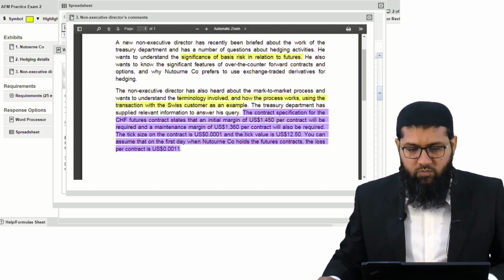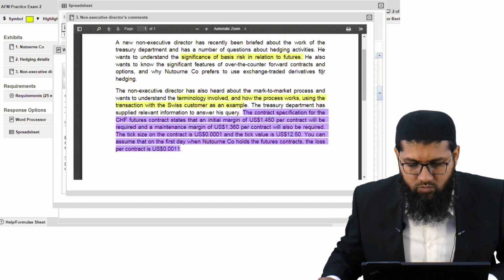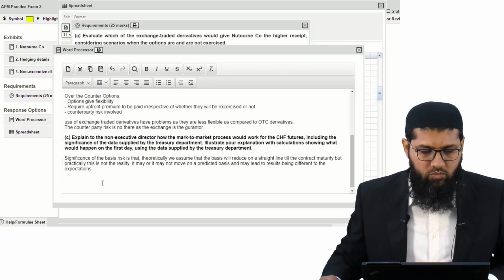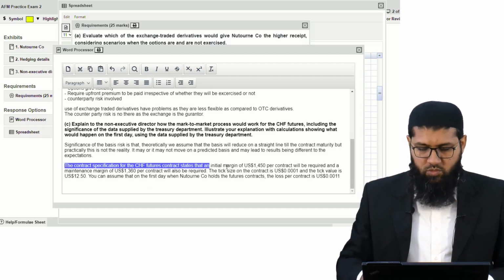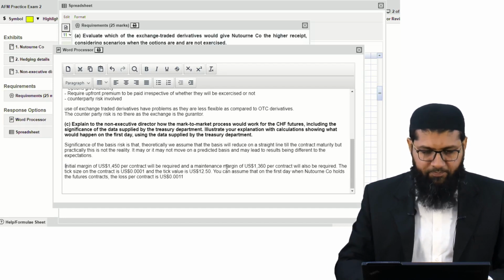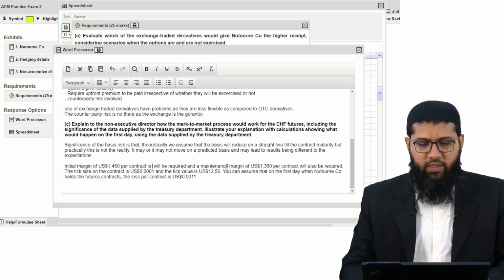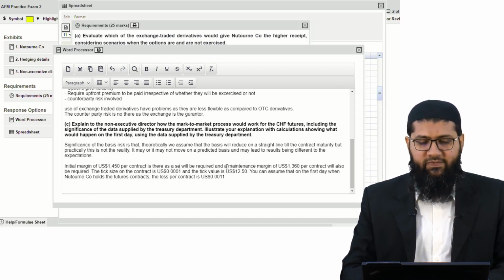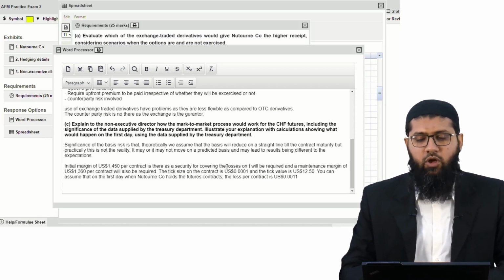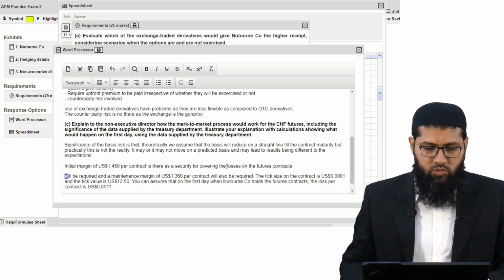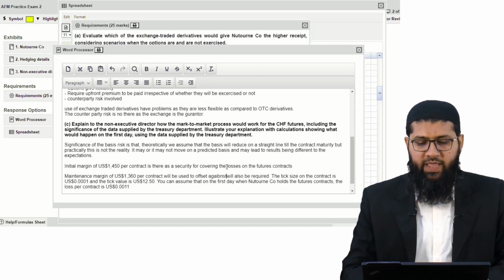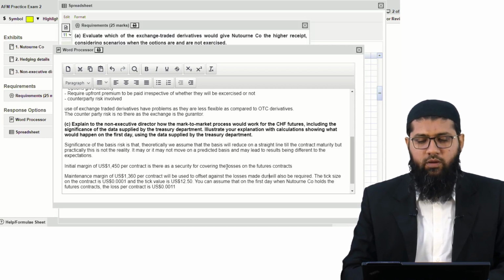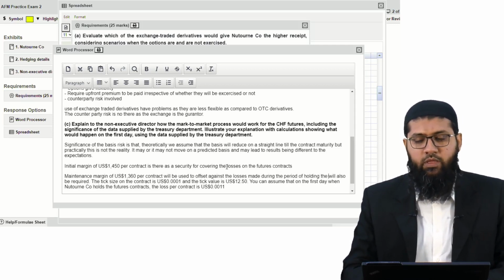So I would say that this initial margin of 1450 per contract is there as a security for covering the losses on the futures contract. Maintenance margin will be used to offset against the losses made during the period of holding the futures contract.